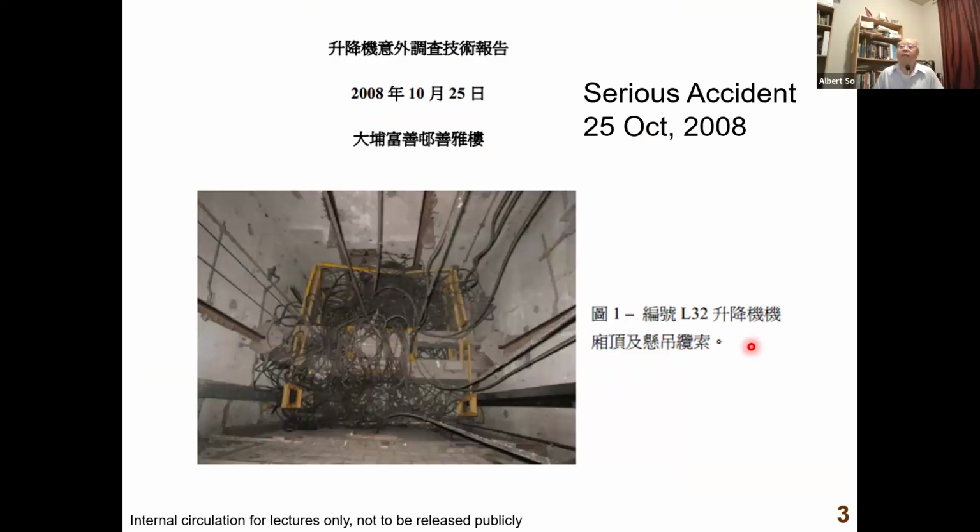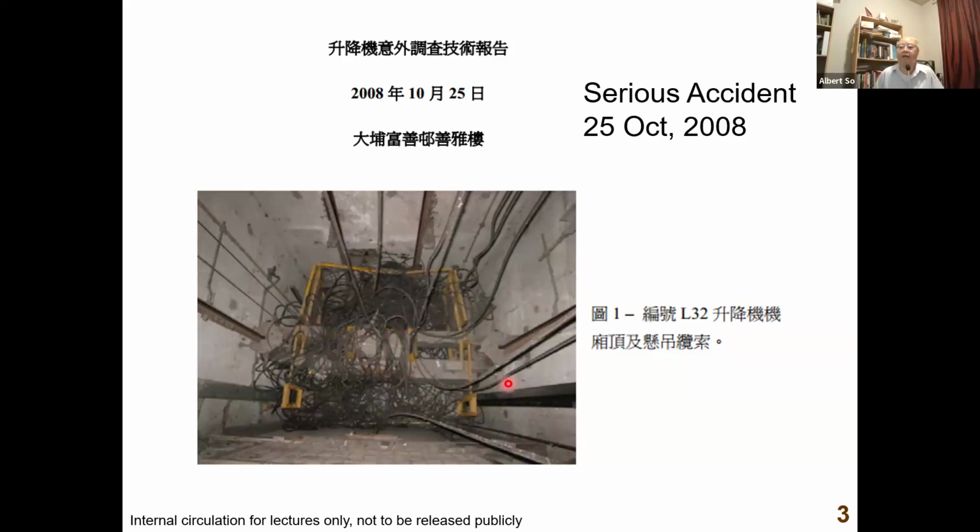Now, these accidents, I was involved in investigating these accidents, although many years ago. That just tells you that the operation of lifts can sometimes be dangerous if they are not well maintained. Okay, so I see a typo. All the hoist ropes, all the ropes were broken.